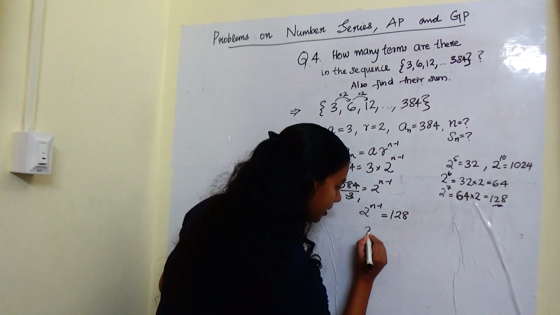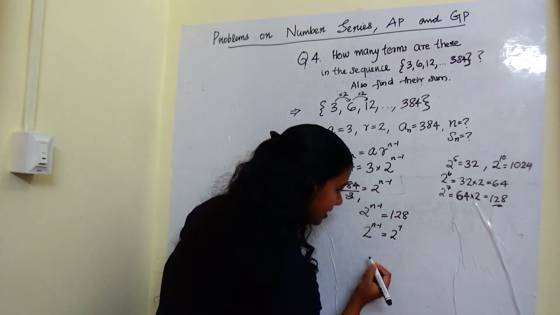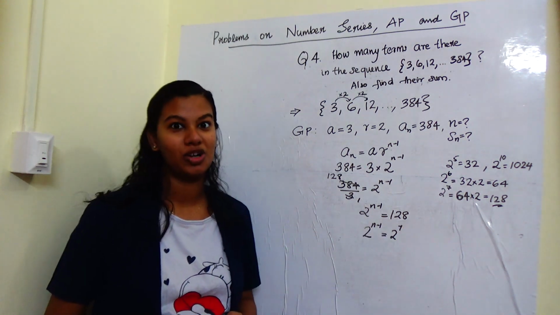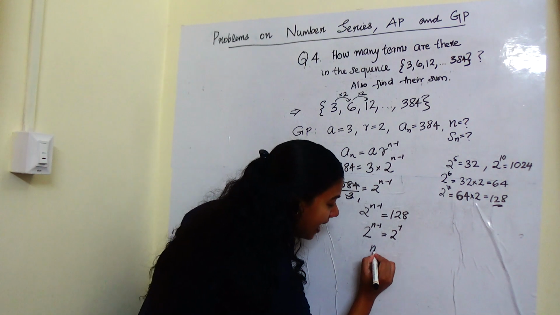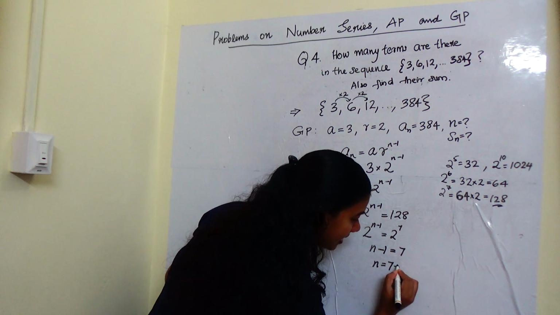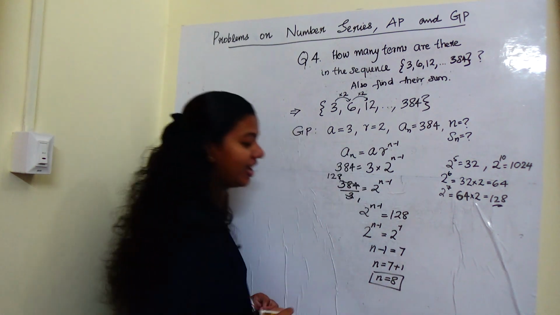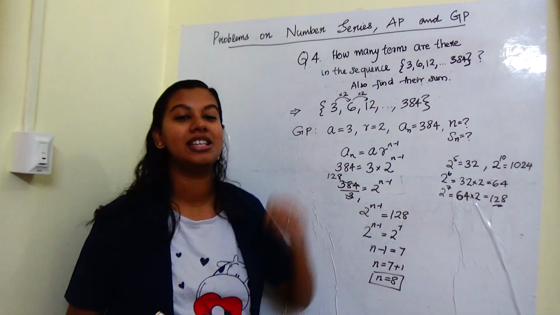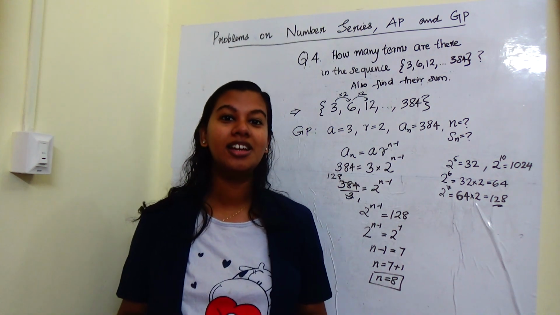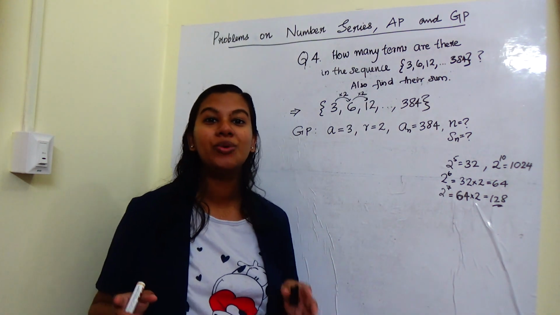So I put 2 raised to n minus 1 equals 2 raised to 7. Since the base is equal, their powers also will be equal. Therefore n minus 1 equals 7, n equals 7 plus 1, that is n equals 8. Okay, so the number of terms in this sequence is 8. There are 8 terms. Now next we have to find the sum. So we have got the value n equals 8.